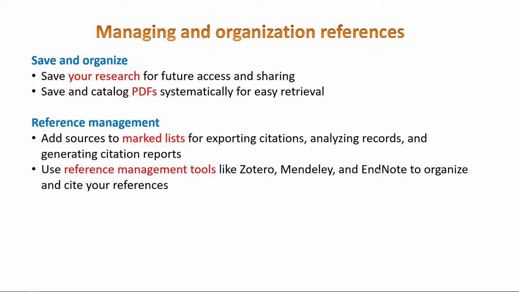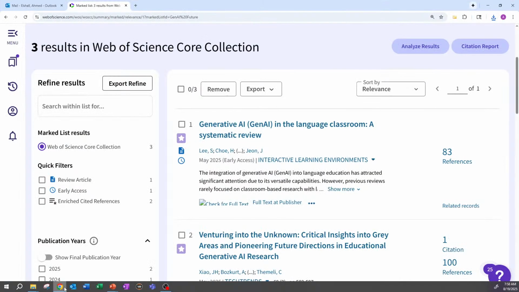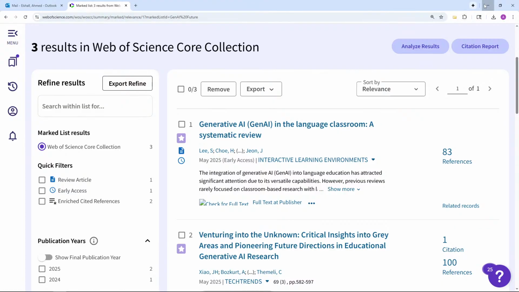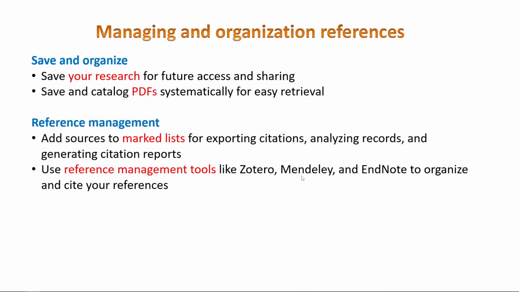So EndNote, I think, is not free. EndNote is one of the products of Web of Science. Zotero and Mendeley, both of them are free. I like Zotero. I mean, you can use any of them. I like Zotero because you can use it in both Microsoft Office and Google Docs. So sometimes you're working on a shared document on Google Docs, and that's why Zotero would be useful. But both of them are good, and I will show you this in a minute.